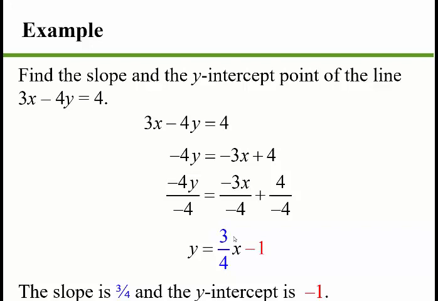So negative 3 divided by negative 4 becomes positive 3/4. This negative 4 and negative 4 cancel, so you're just left with y. And 4 divided by negative 4 just gives me negative 1. So for the slope of this line, y is equal to mx plus b. The slope is 3/4, and the y-intercept here is negative 1.